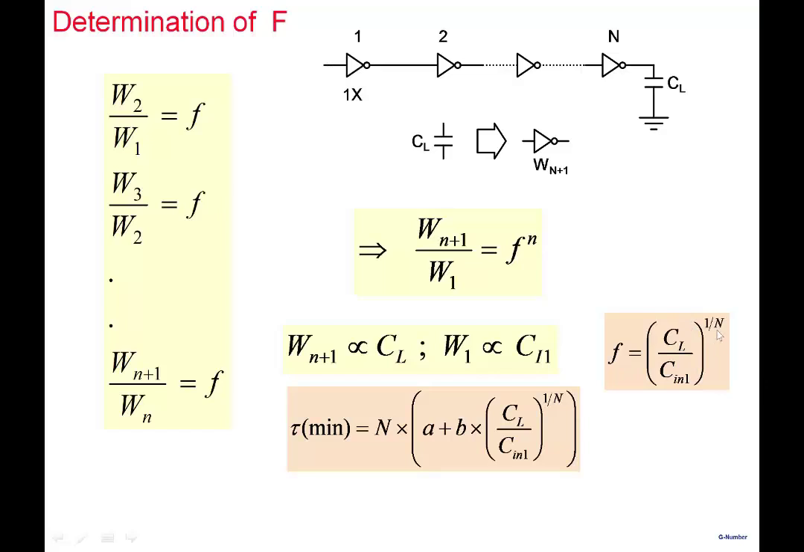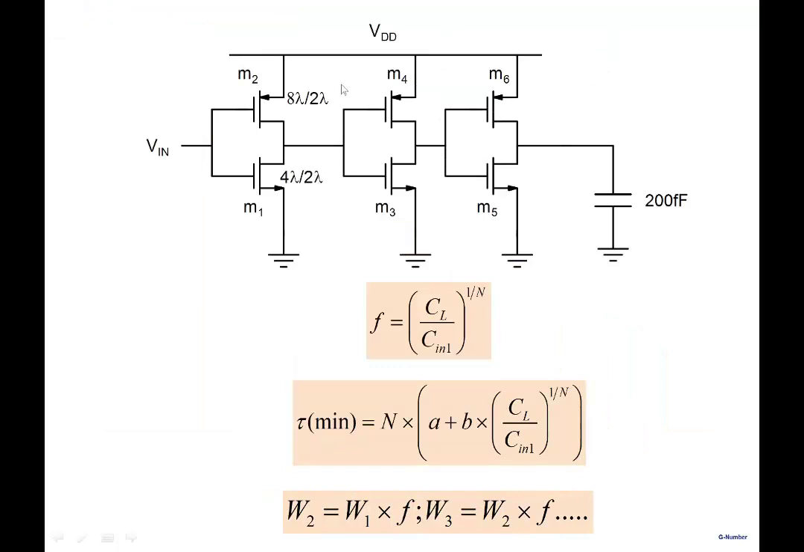to the power 1 by N. Well, how well does this work? Let's see. If I go back to my initial problem, it was those 3 inverters, and the load was 200 femtofarad. If I apply this technique to our inverter, what would happen? CL is 200 femtofarad. The input capacitance of an inverter of size 1 is 7.2 femtofarad.